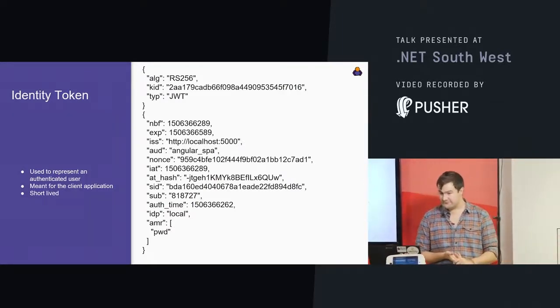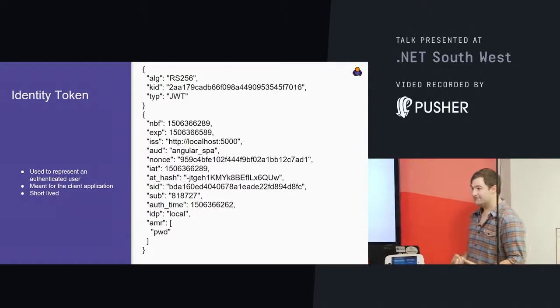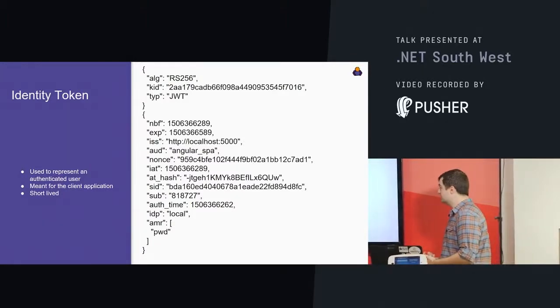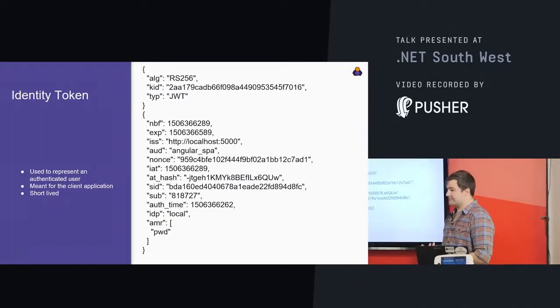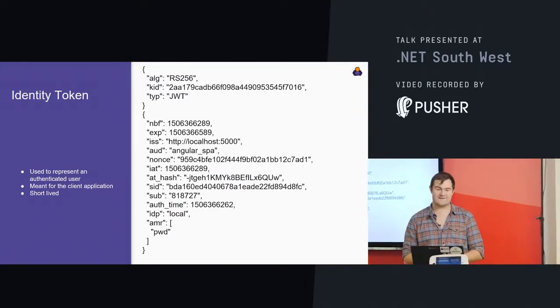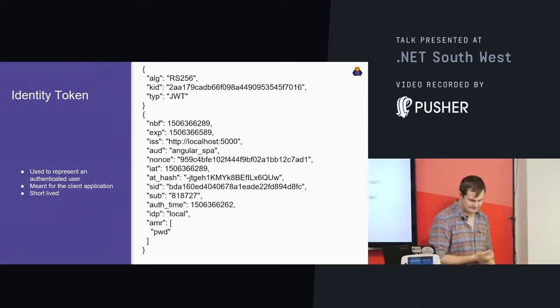Big thing here is the issuer. So who actually issued the token? Is it who we expected to issue the token? That's quite an important one. We've got the intended audience. So who is this identity token actually meant to be issued to?